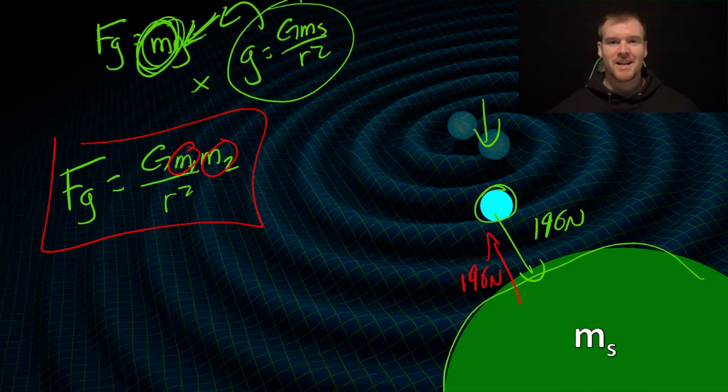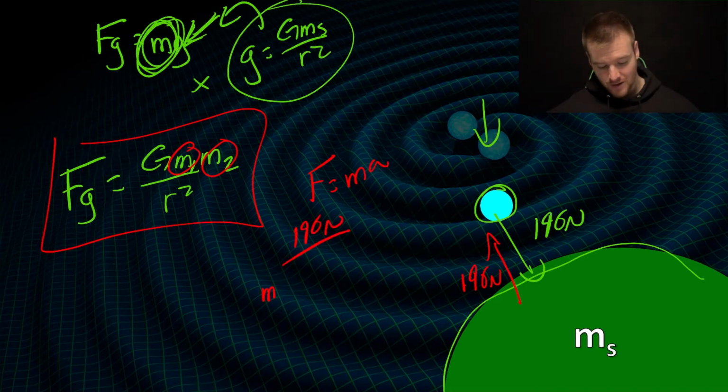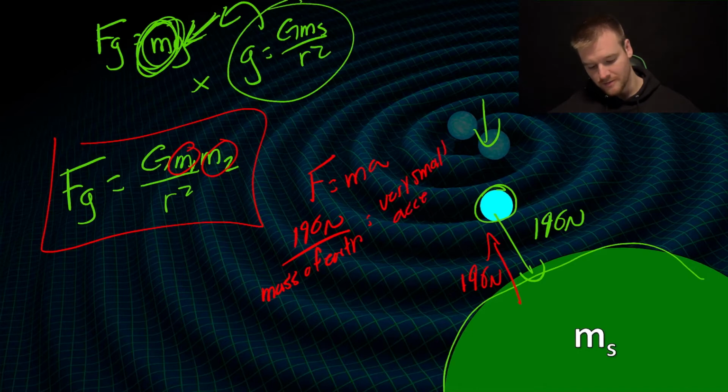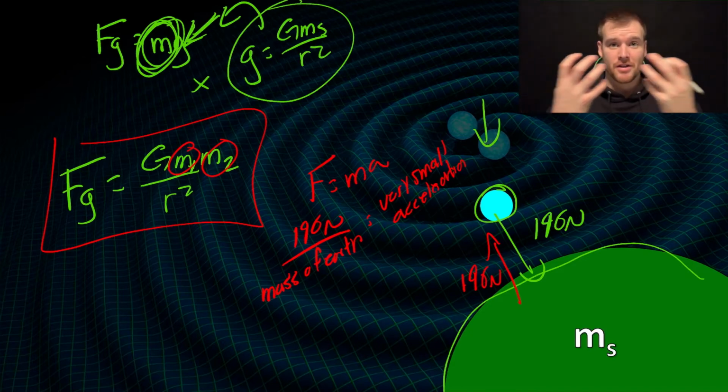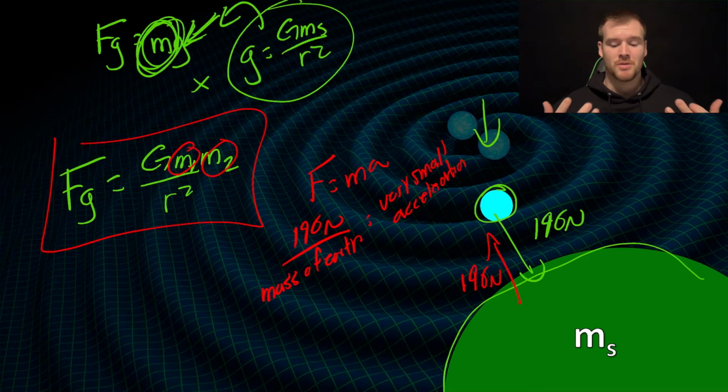Now, the reason why it's not going to be as dramatic an effect is because when we go F is equal to ma, if this is 196 newtons and we divide that by the mass of Earth, that is going to be a very small acceleration. So when that force of 196 newtons is applied to both the ball and the Earth, and they're coming together, it's an attractive force between the two. The Earth is not going to move very much, but the ball is going to accelerate significantly.